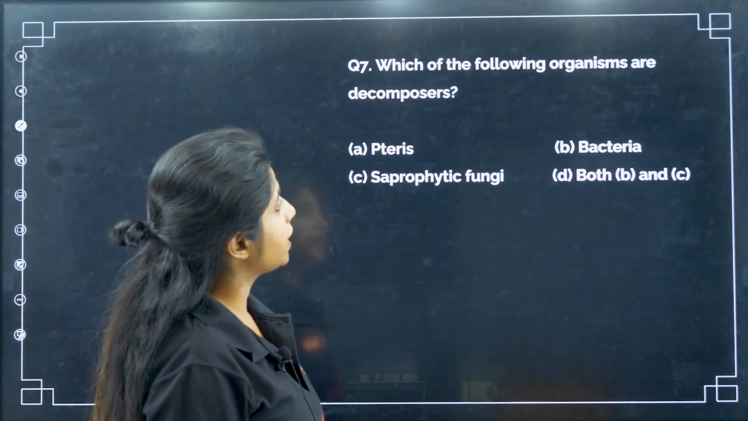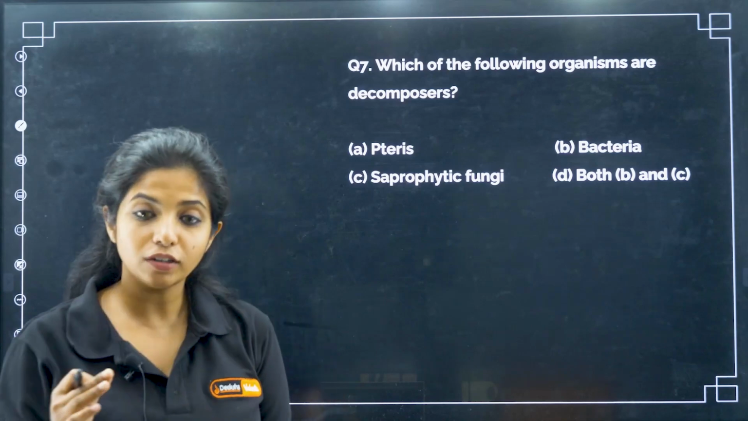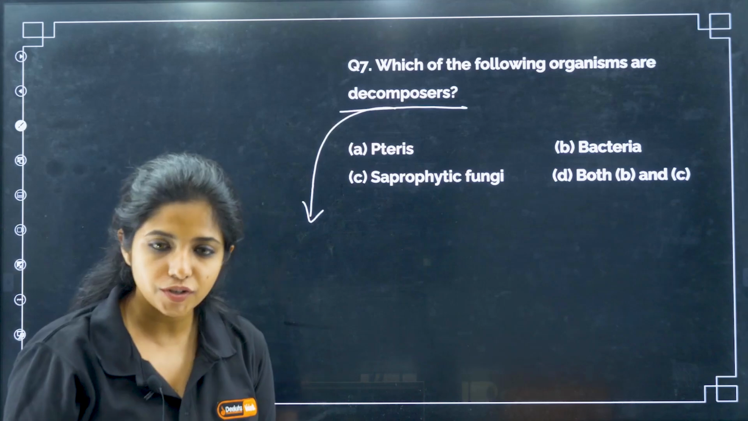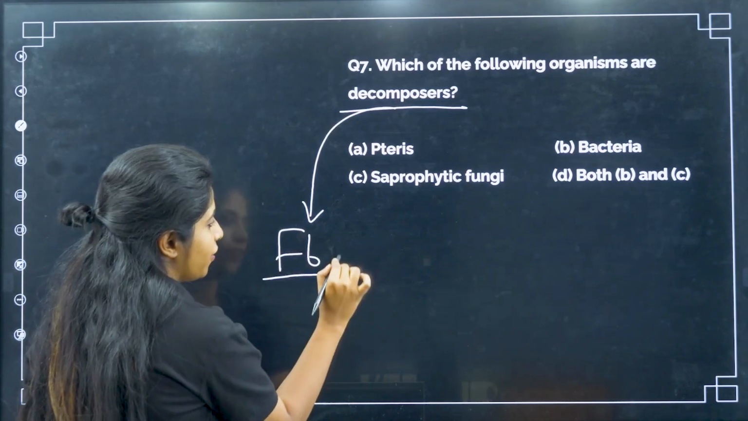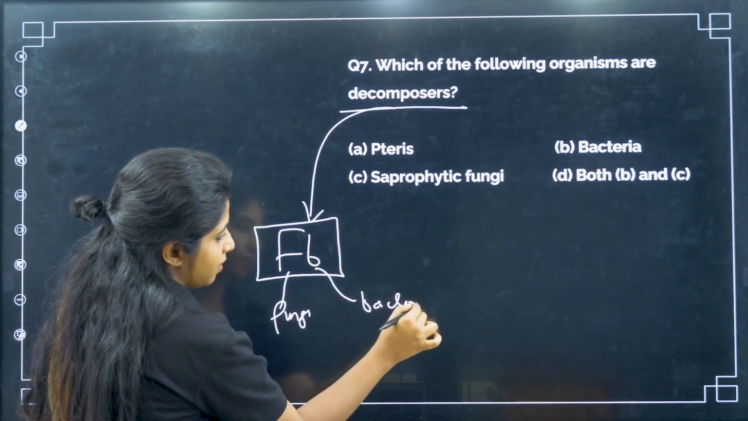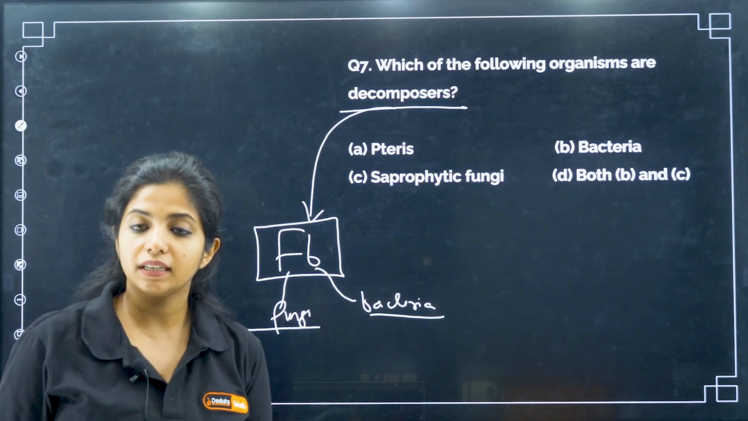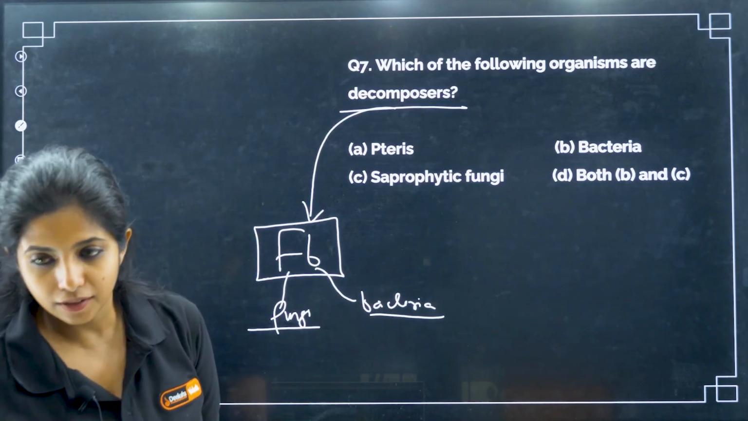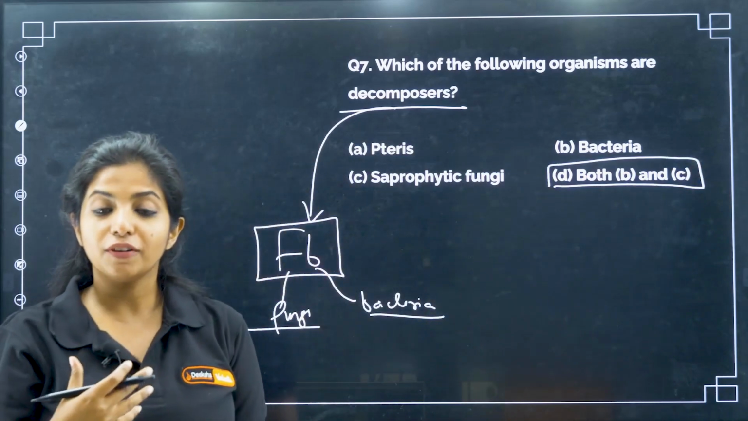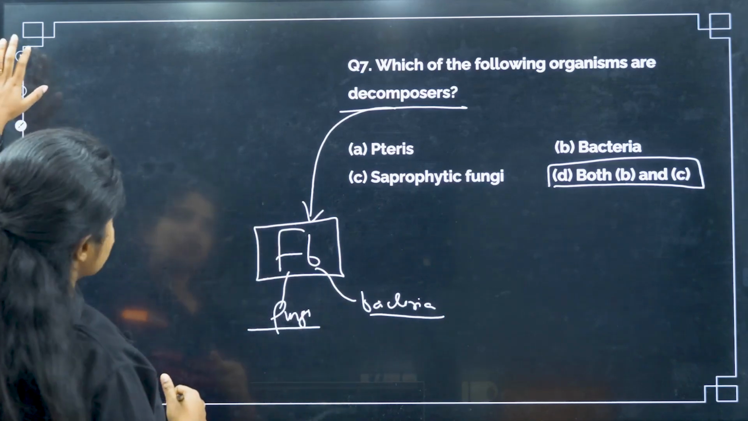Seventh, which of the following organisms are decomposers? Termites, bacteria, saprophytic fungi, or both B and C? So I always make children remember decomposers. Decomposers are the ones that feed on dead and decaying matter, my dear children, and they include FB, Facebook. F stands for fungi and B stands for bacteria. F and B. So which of the following organisms are decomposers? Your answer would be both B and C. What is saprophytic? Saprophytic is the one that feeds on dead and decaying things only. So that is true. Cool?